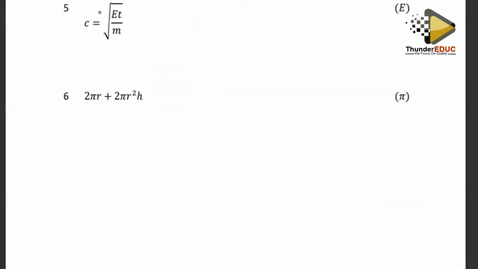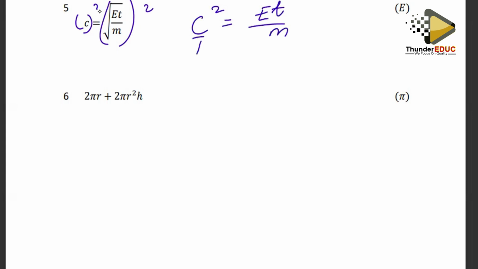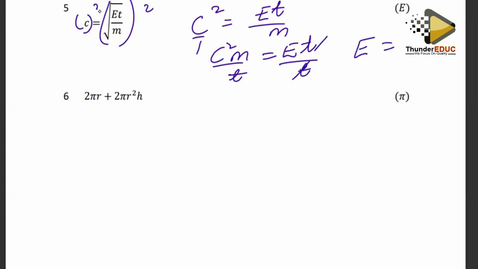Number 5, we need to make e the subject. So get rid of this square root by squaring both sides. To get rid of the square root, I'll have c squared being equal to et over m. Let's cross multiply. So c squared m is equal to et, then divide both sides by t. So our answer becomes c squared m over t.